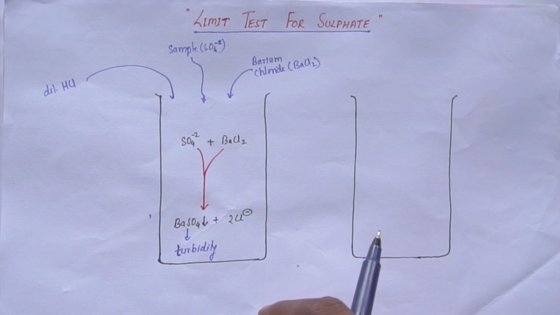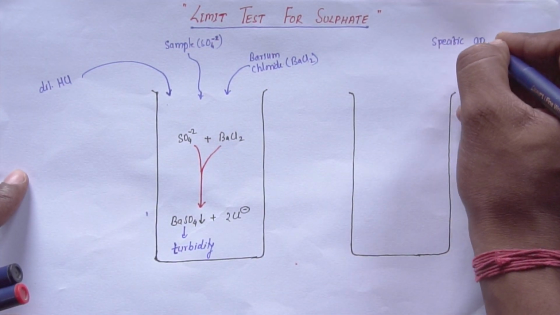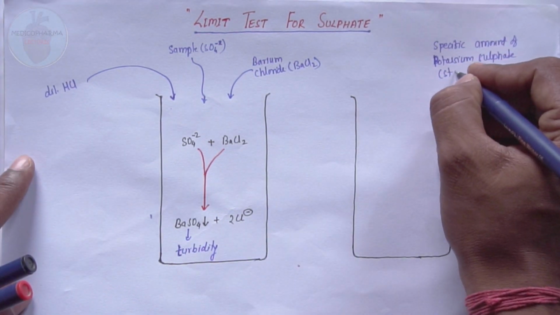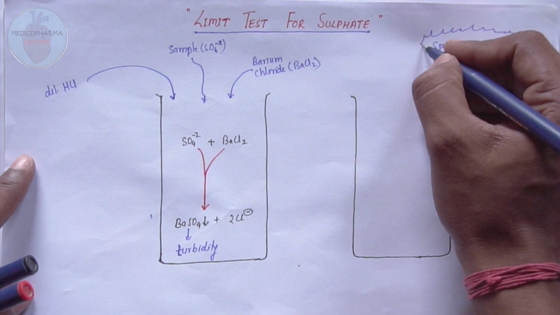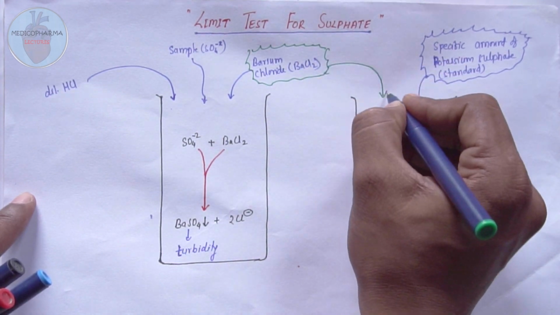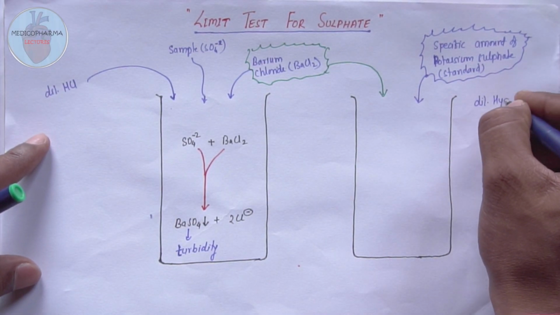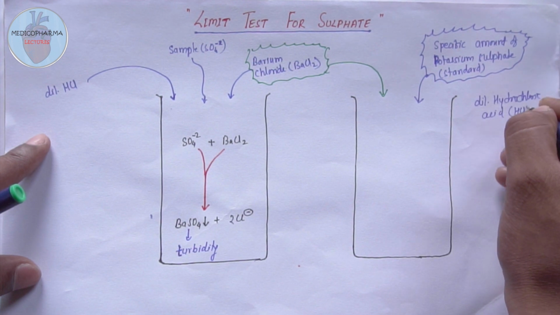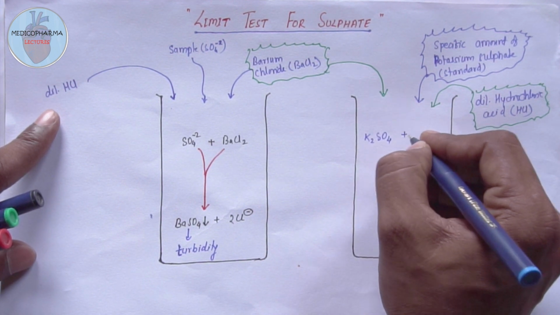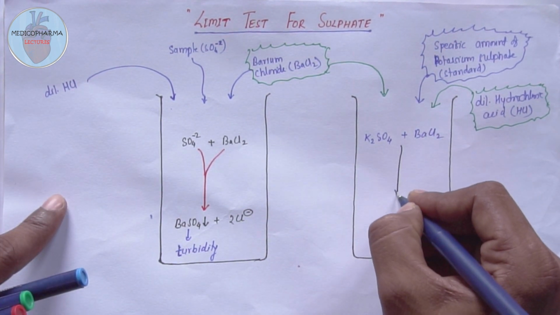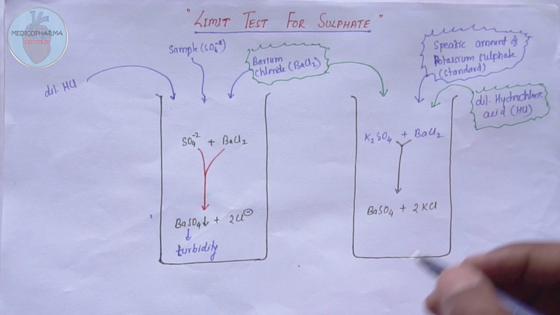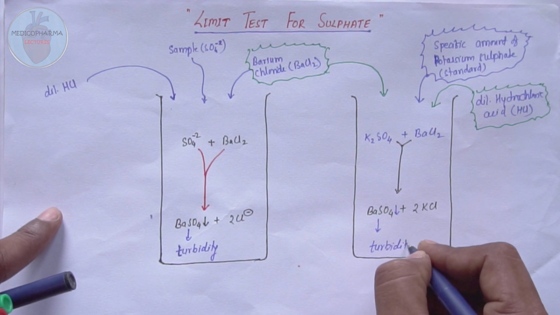Similarly, we add a specific amount of potassium sulfate ester to another Nessler cylinder, and we also add barium chloride reagent along with dilute hydrochloric acid. The K2SO4, that is potassium sulfate, which is our standard, will react with barium chloride to produce barium sulfate and potassium chloride. This barium sulfate will also produce turbidity.